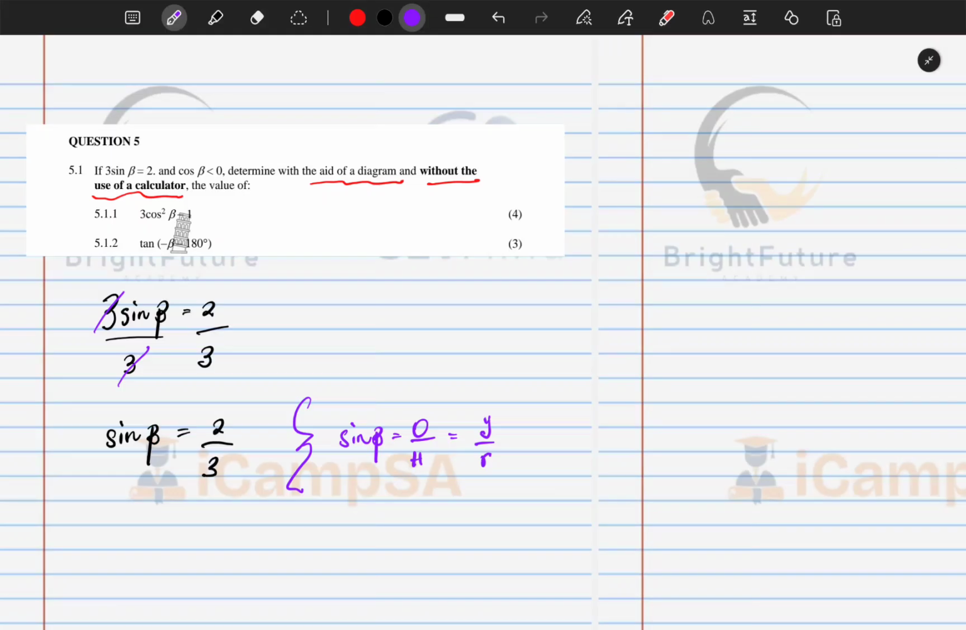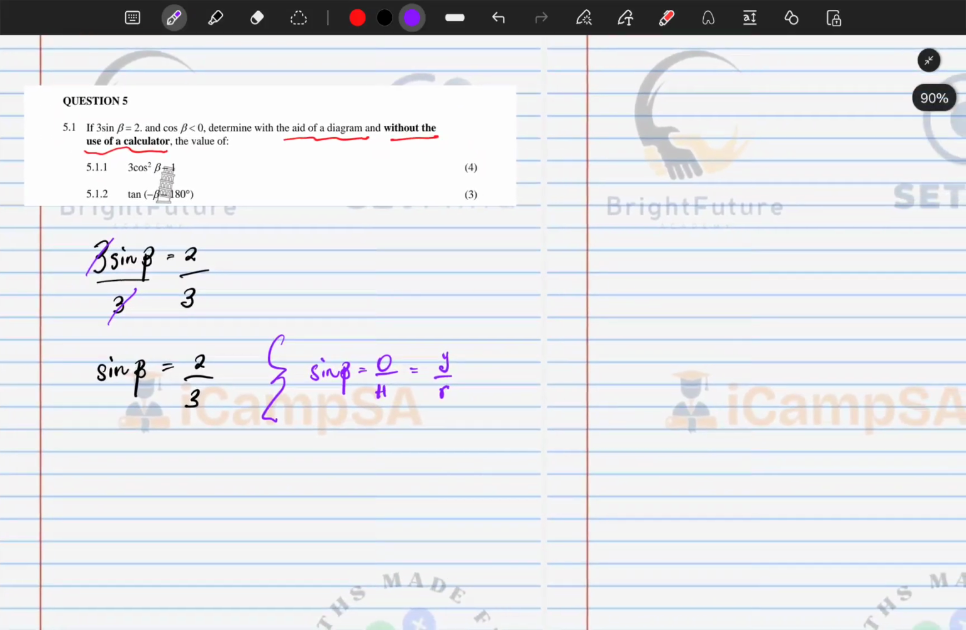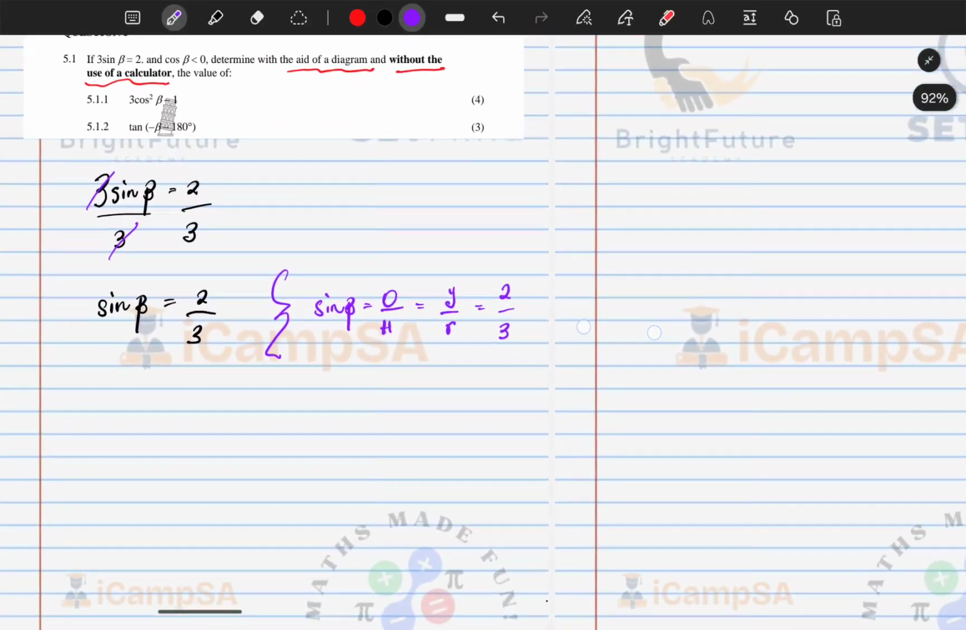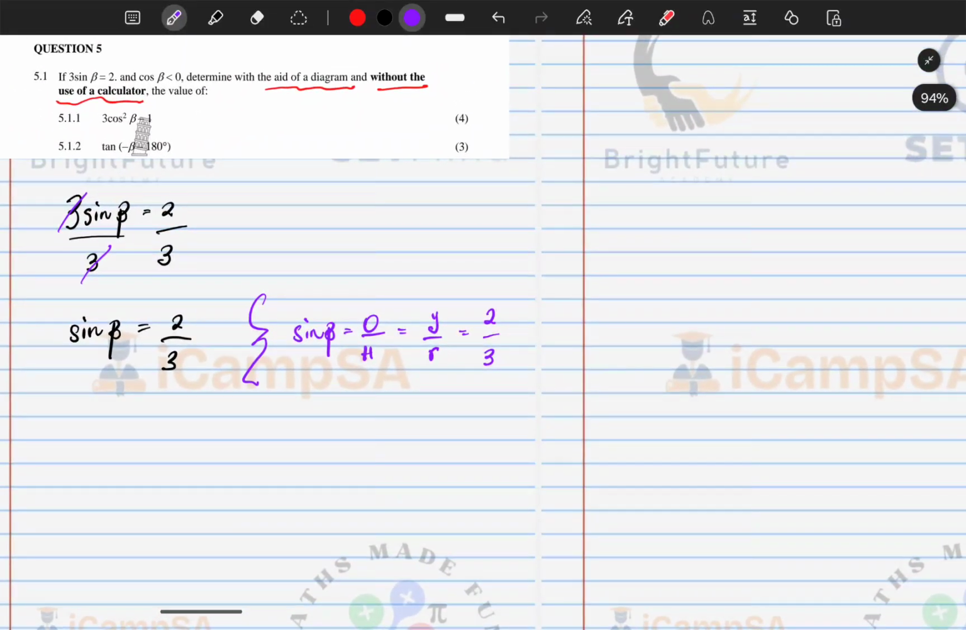So it means that my y can literally be equal to 2, and then my r is going to be 3, right? But in terms of the sign, we'll get into that. So we have already established that.